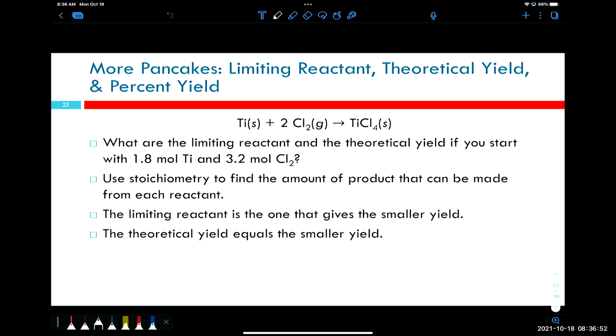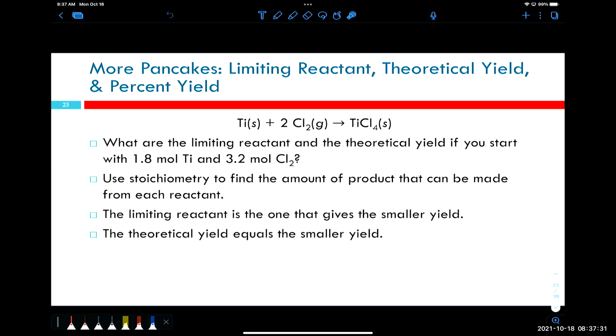So what are the limiting reactant and theoretical yield if you start with 1.8 moles of titanium and 3.2 moles of chlorine? First, look at our units, right? We're already in moles. So we know that on a chemical equation, all of these ratios, the 2 and the implied 1 here, are in units of moles. So those are our mole to mole conversions. First making that check, we know we're in moles. Actually, let me double check here. Okay, it's going to be on the next slide, so we'll just talk through this first.